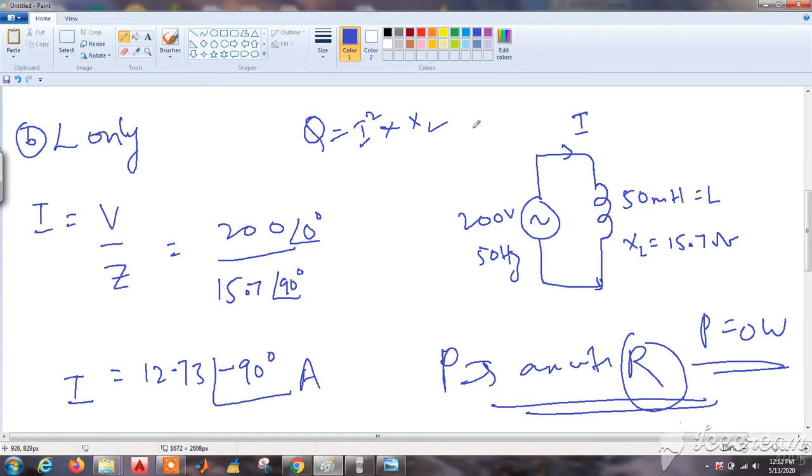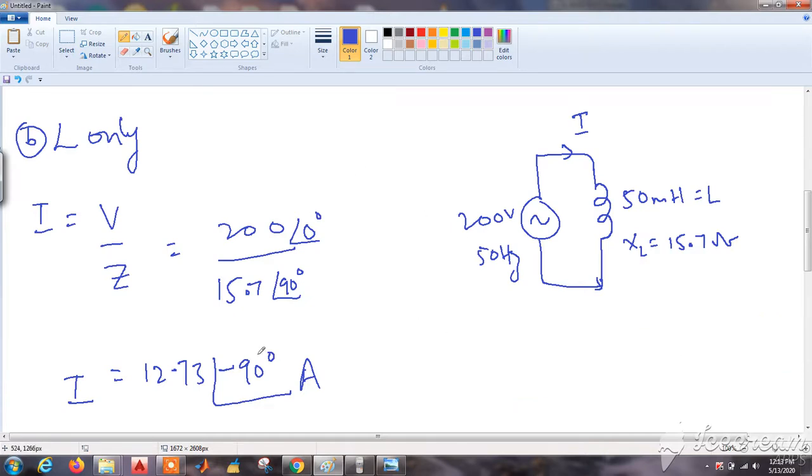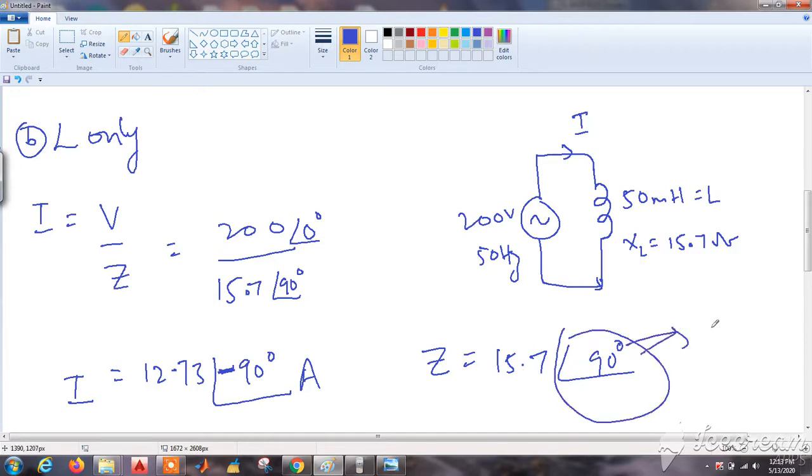Now coming to power factor, we know that the power factor will be lagging because the angle associated with current is negative, or we know that the impedance is 15.7 at an angle of 90 degrees. So power factor angle, we know that it is the phase angle difference between voltage and current. This is our phi. So power factor is cos phi, that is cos of 90 degrees, which is 0.